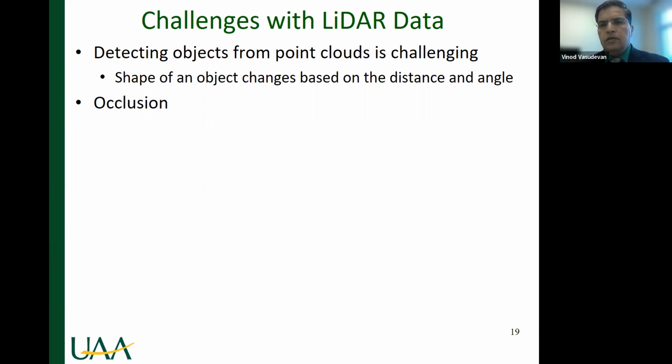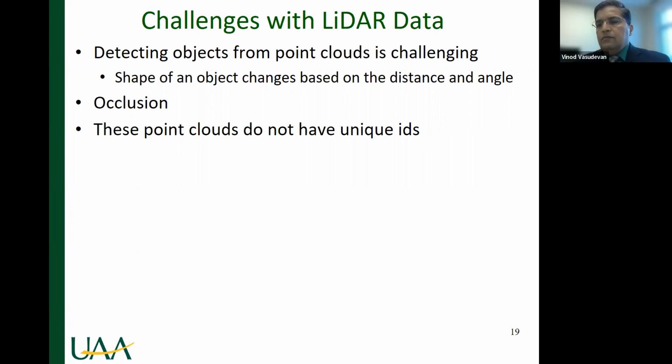The other one is occlusion, as I showed before. Whenever you have an object which is slightly larger, since light cannot pass through, you cannot see the object behind it. So in some cases you have to keep those issues in mind, especially if you are observing something behind it, and you have to make some assumptions.